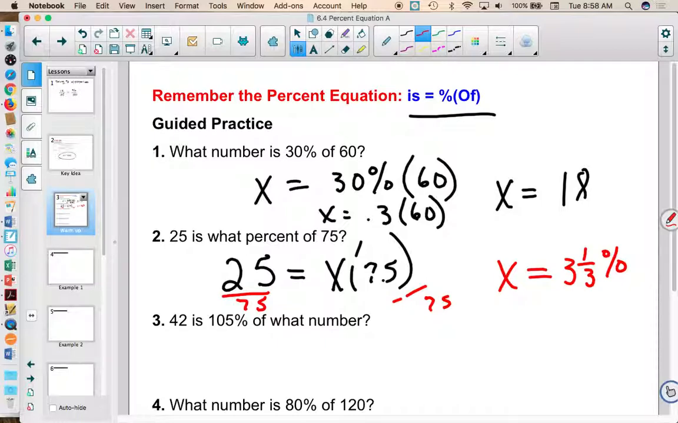Set it up. 42 is 105% of what number? 42 is 105%. Can I go ahead and write that as a decimal? Yeah. And how would I write 105% as a decimal? 1.05. Good. Of what number? Is that equation correct, the way I have it set up?